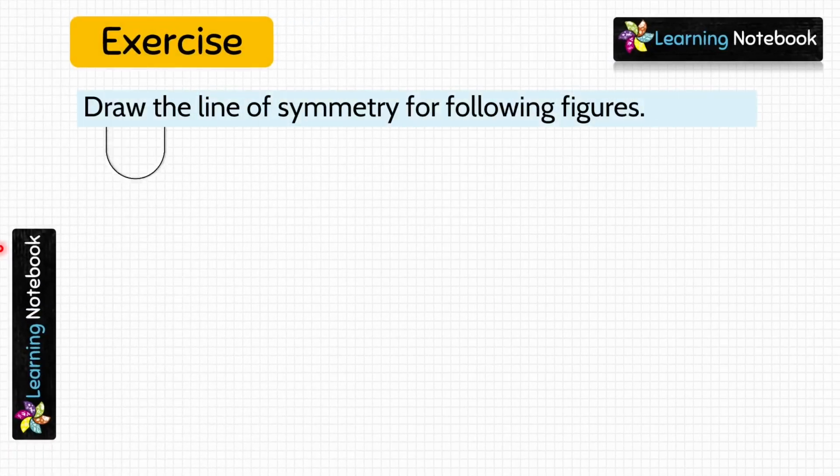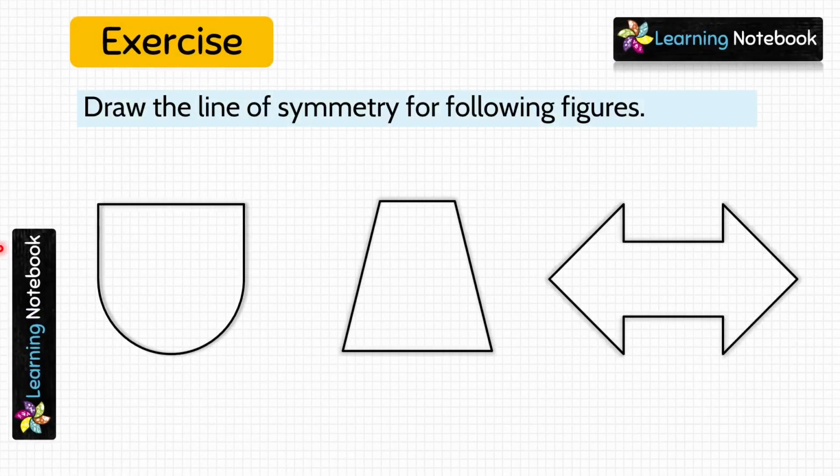Next question is, draw the line of symmetry for following figures. Look at this first figure. Here we have to draw line of symmetry. It means we have to draw a line which will divide this figure into two equal halves. So how will we draw this line? We will draw line of symmetry like this. Vertical line of symmetry. This line will divide this figure into two equal halves.